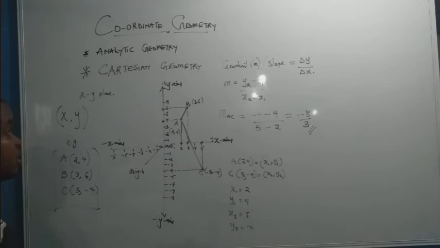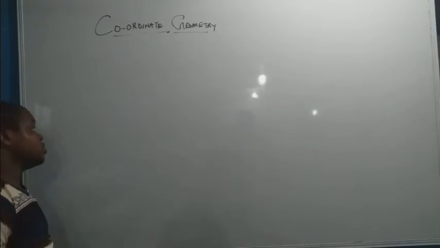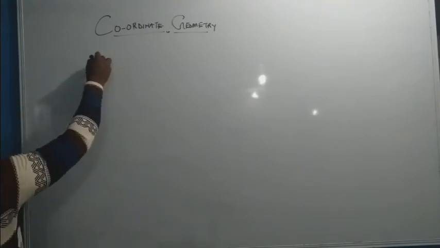Okay, so in this aspect now we're looking at how to calculate or find the gradient when you are given the equation of a straight line. Is that clear? Okay, so we have the general formula, y is equals to mx plus c. They call this the gradient and the y-intercept form. So that's what it's called.